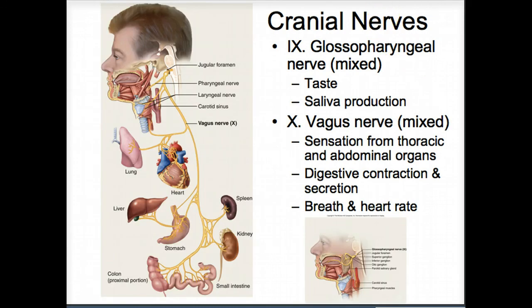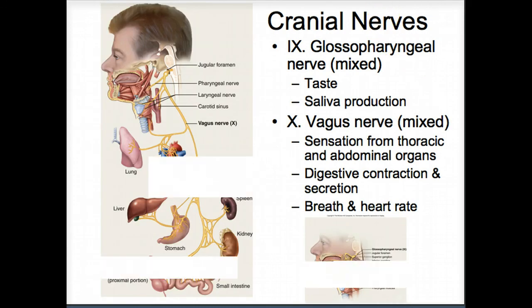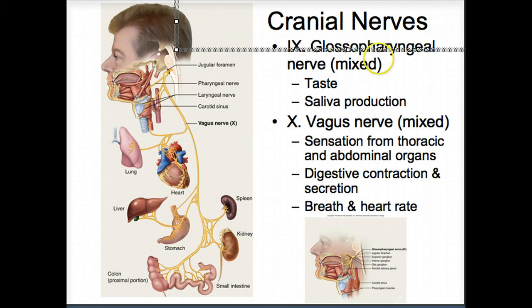Moving right along to number 9, the glossopharyngeal nerve. This is also motor and sensory functions.